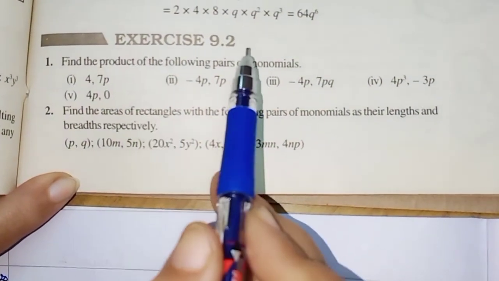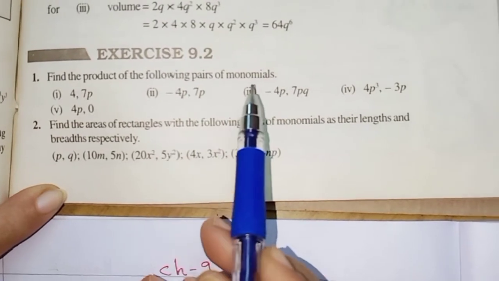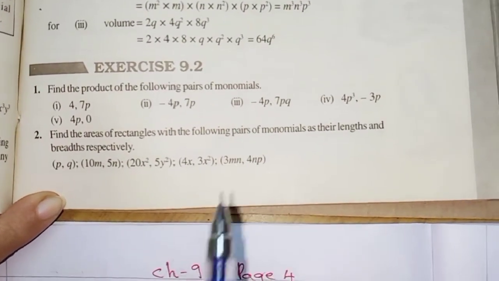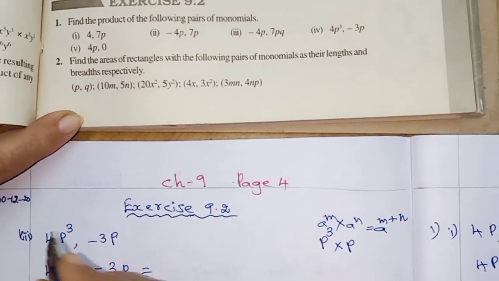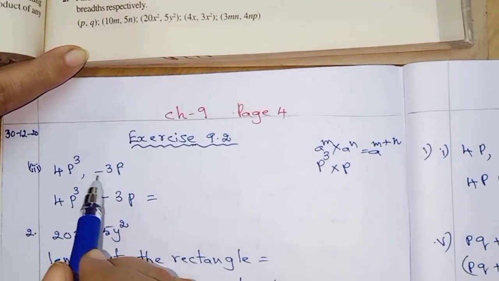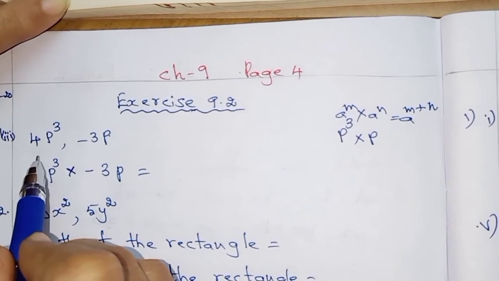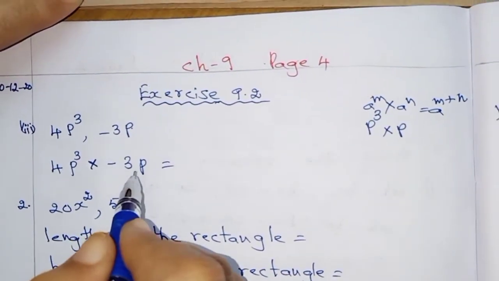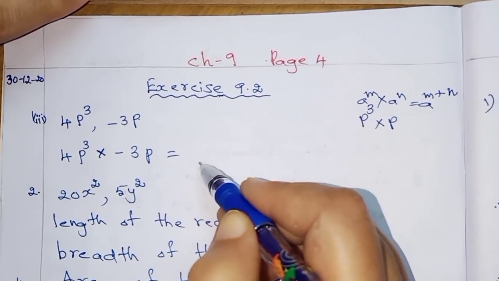Exercise 9.2. First question. Find the product of the following pairs of monomials. Here I am teaching the first one, the third sum. They are called monomials because these algebraic expressions have a single term. So now we multiply them. When we multiply, we use the laws of exponents.